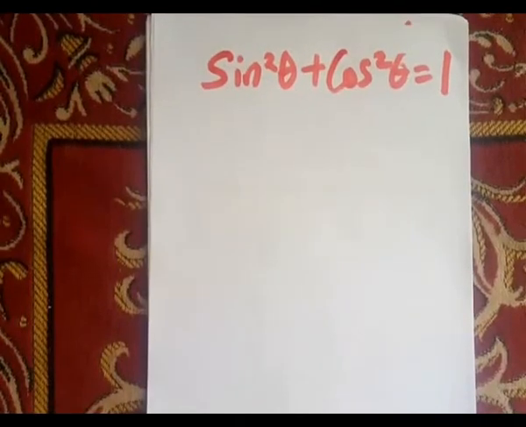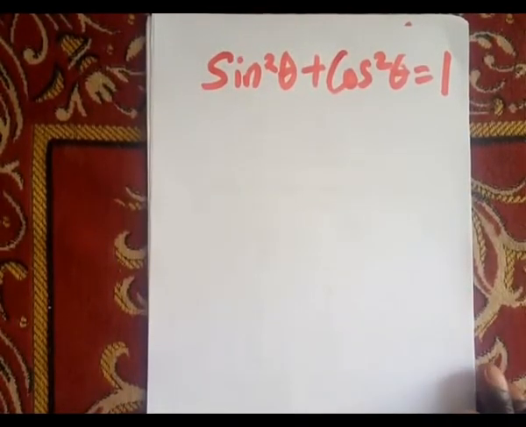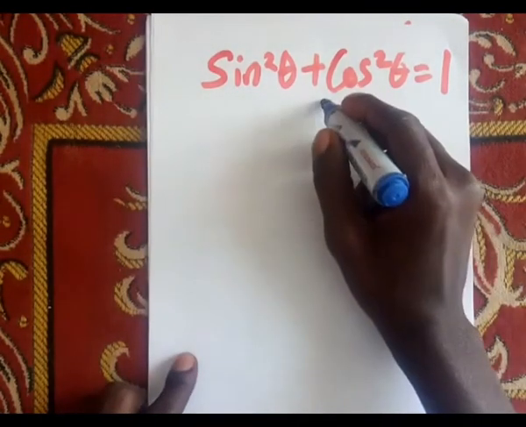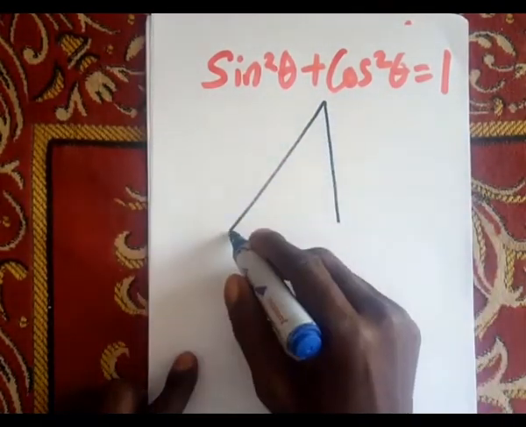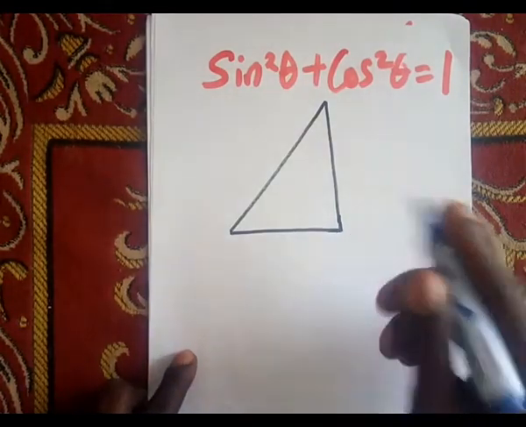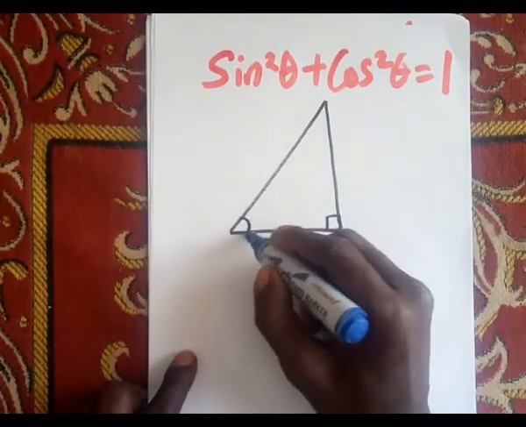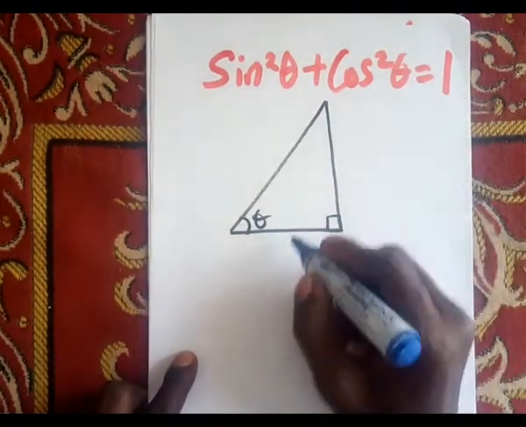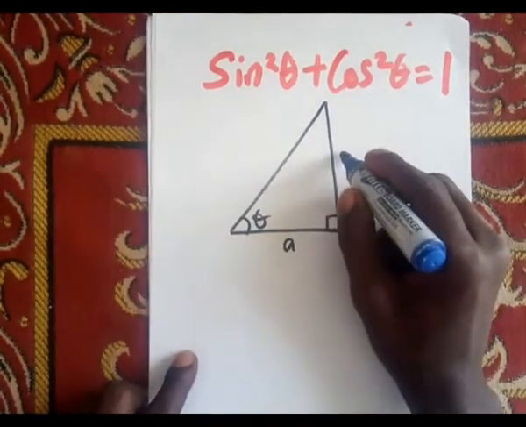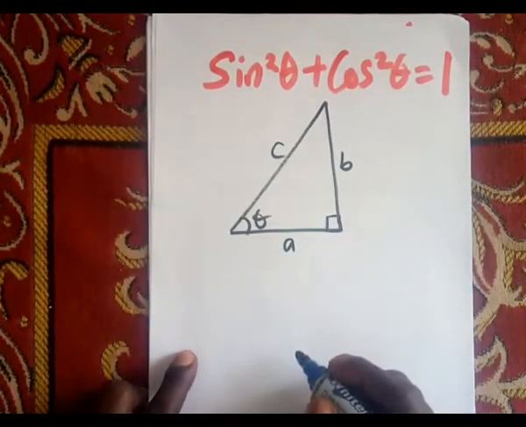Hello, good day everyone. Today I want to prove this trigonometric identity. So let's first draw a triangle to see how we can do it without wasting time. So let's draw a triangle like this. If it is a right angle triangle, then let's call this angle theta. Then say this side is a, this side is b, and this side is c.